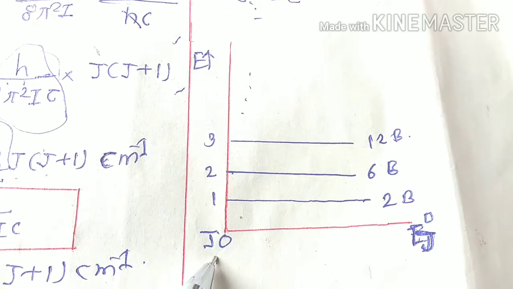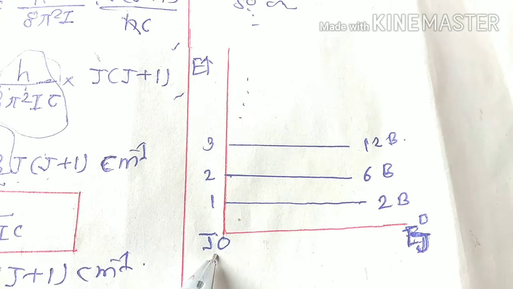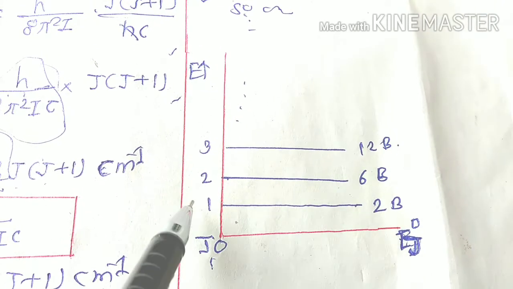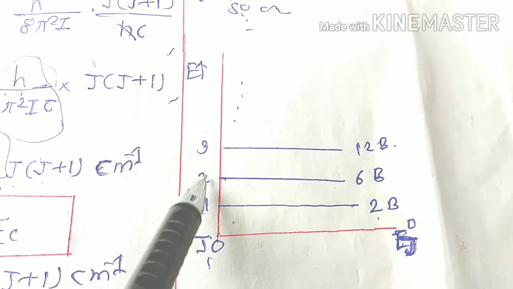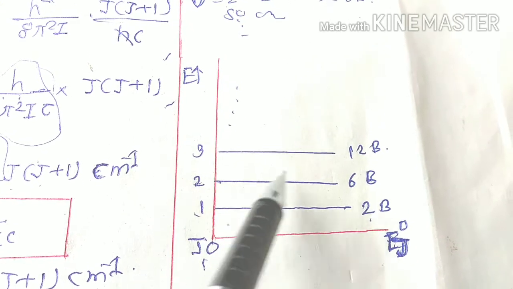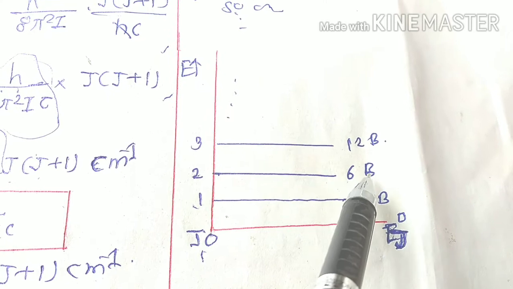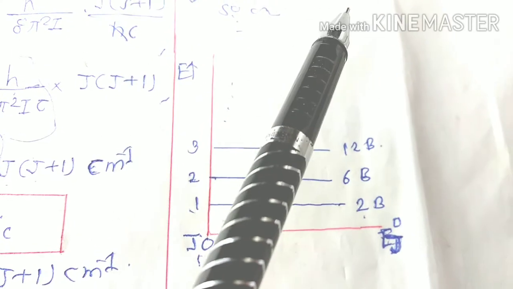So we put the diagram of energy levels as the following. Here when j equals to 0, the energy level is also 0. When j equals to 1, the energy level is 2b. When j equals to 2, the energy level becomes 6b, and so on. Okay, thank you.